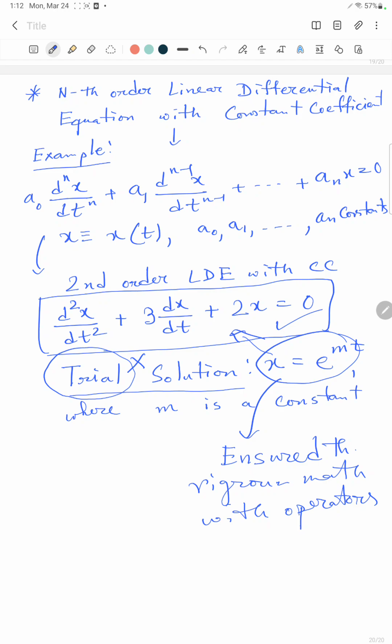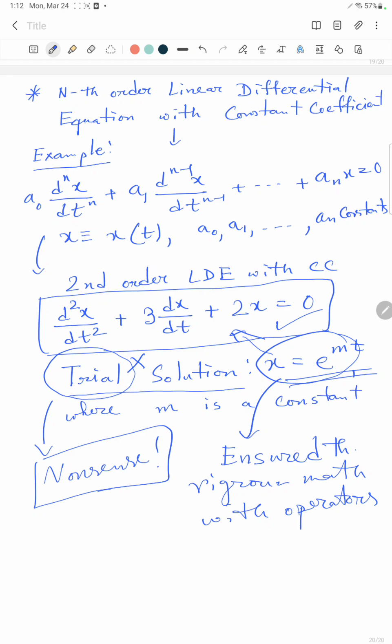Now somebody can ask you why are you taking such a trial solution, x equal to e to the power mt? How do you anticipate this type of trial solution? So you have no answer. So this trial thing is simply nonsense. There is nothing trial with this, and this type of solution can be ensured for a second order, or in general nth order linear differential equation with constant coefficients. So now let us see how we can ensure that, with this particular example.